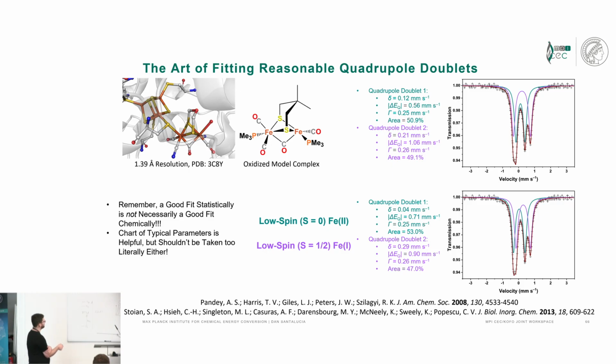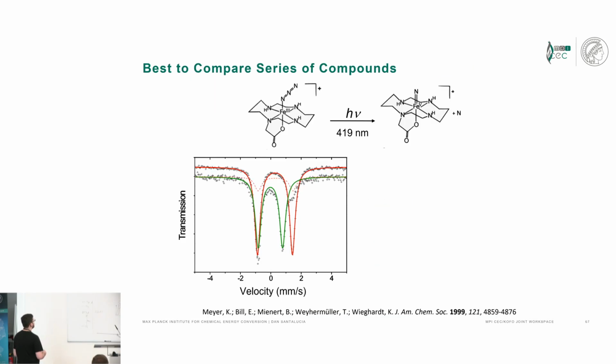The chart of typical parameters is helpful, but don't take it too literally. Even though model 2 looks a little better, I'm actually going to hint that this is the correct model. So don't take the chart too literally. If you're slightly outside these ranges, that's not so unexpected. It works maybe 90% of the time exactly, and the other 10% of the time, don't take it too literally. I want to end the first part of the talk with that.